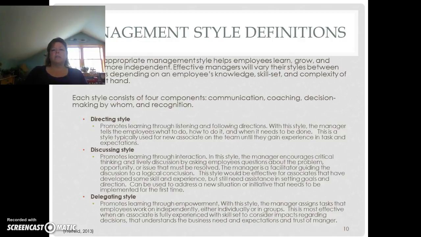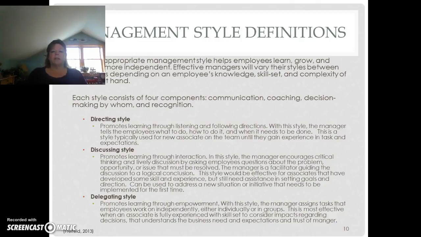So some more discussion about style. It consists of 4 components. Communication is critical. Coaching of that associate is important to help them continue to grow and get their confidence and experience. Decision making, defining by whom, and recognition of doing well and feedback of what can improve. These are all 4 components that are critical through each of these styles.